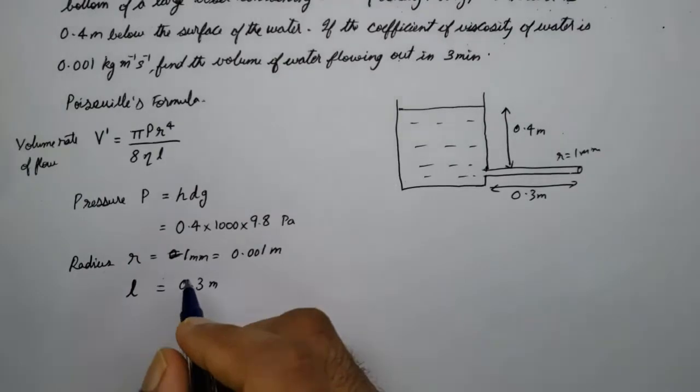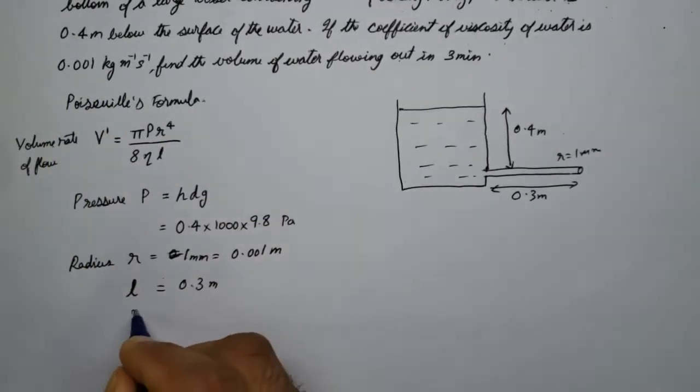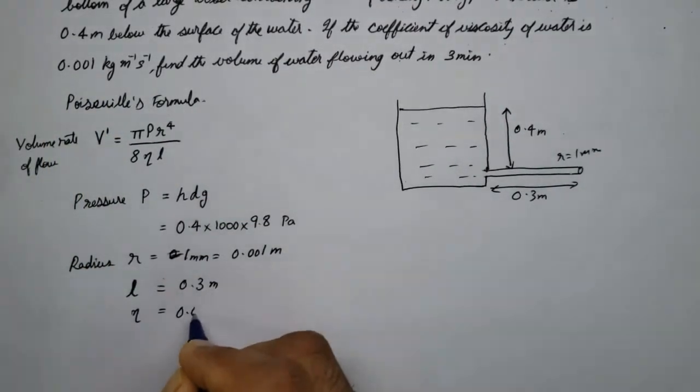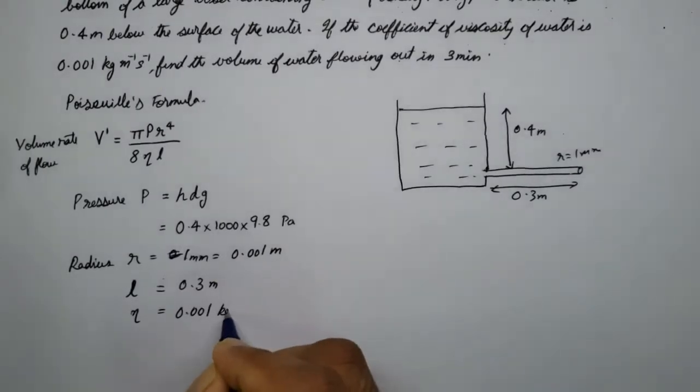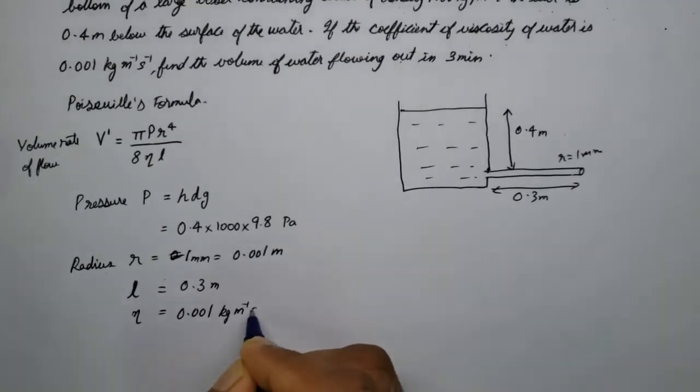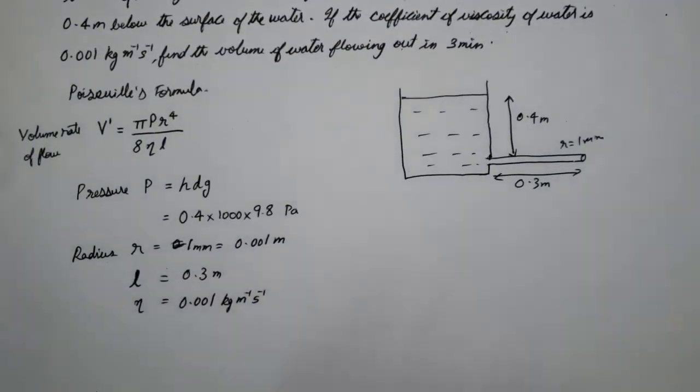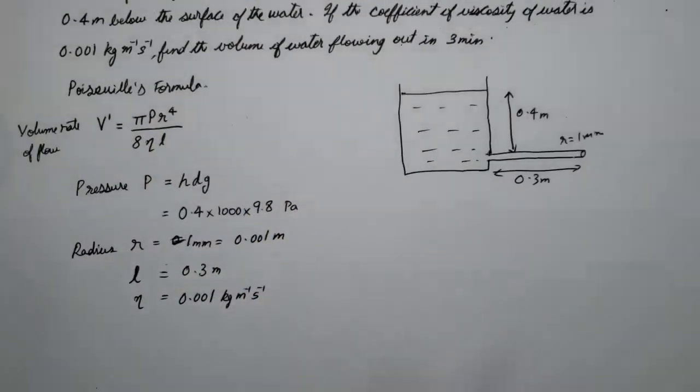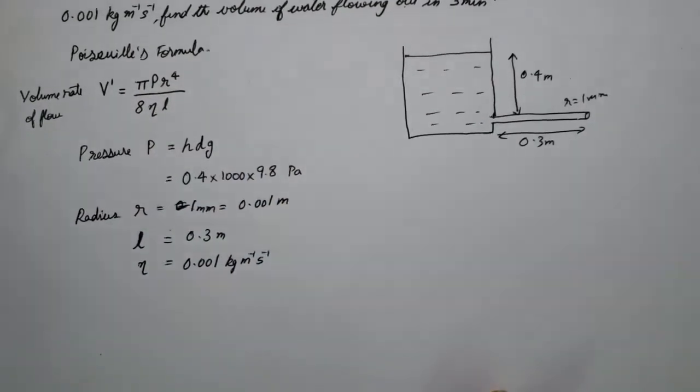What is the next quantity given? We are given the coefficient of viscosity. So eta, the SI unit is given, 0.001 kilogram per meter per second. So we can simply substitute each term in this equation and we should be able to find the solution to this problem.